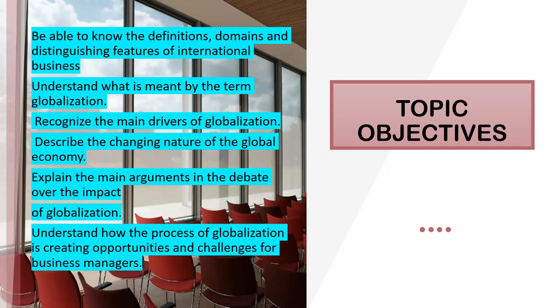So be able to know the definitions, domains, the distinguishing features of international business. Understand what is meant by the term globalization. Recognize the main drivers of globalization. Describe the changing nature of global economy. Explain the main arguments in a debate over the impact of globalization. And of course, understand how the process of globalization is creating opportunities and challenges for business managers.